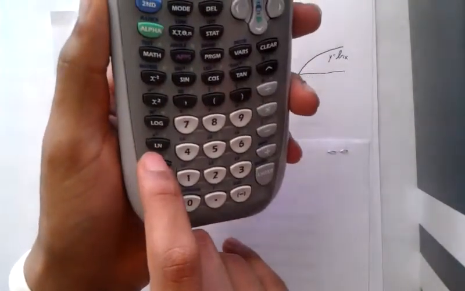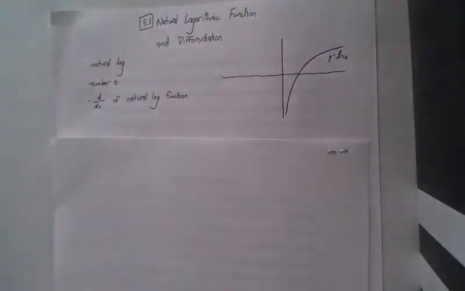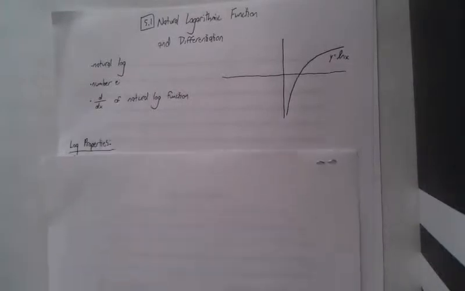On the calculator, your natural log is this ln button. And so, just a few log properties that you should really commit to memory because you'll need them for these types of problems. 1, the natural log of 1 is just 0.